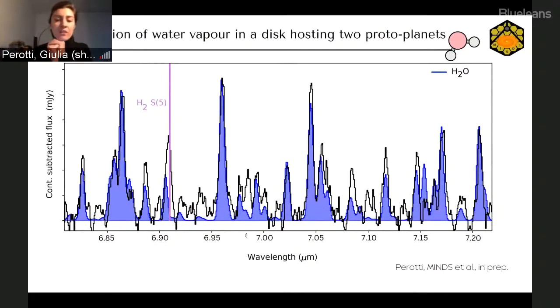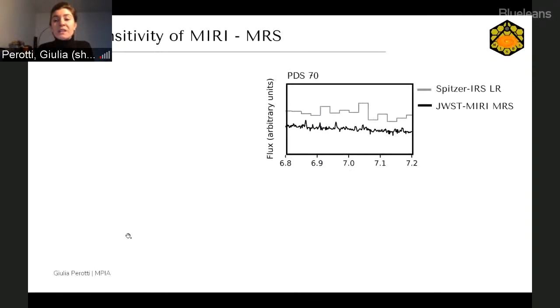The excitation temperature of the water, and this is very much a work in progress, is around 500, 600 Kelvin for an emitting radius of about 0.1, 0.2. Besides water, we are also detecting a molecular hydrogen line, the S5 line, around 6.9. With Spitzer IRS low resolution data, we would not have been able to detect water at all, as you can see here in this zoom in.